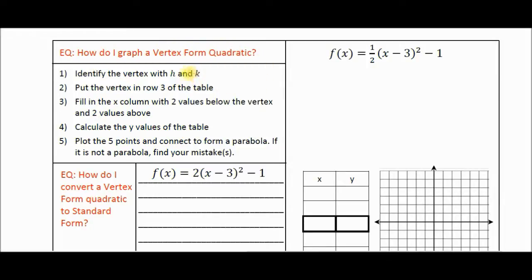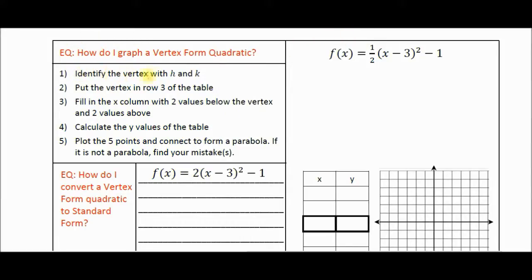Well, you can see that the steps for graphing a vertex form look quite a bit easier than graphing a standard form, and they are, because the vertex form gives us something very important, and that's the vertex. It tells us what the vertex is right in the equation. Let's go through these steps together and see how this is done.